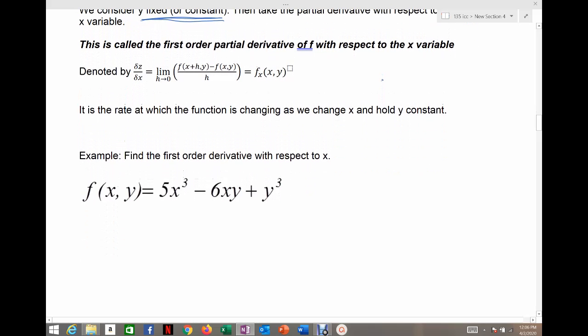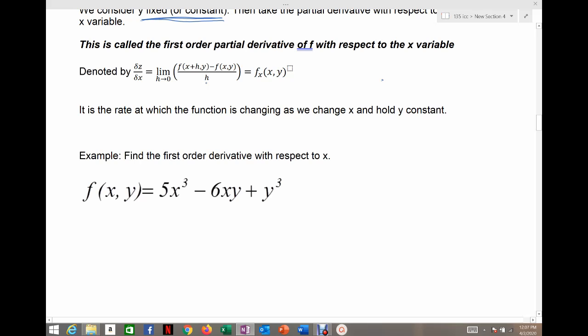The way it's denoted is delta z over delta x, the limit of my function as x is changing. Remember, the limit is the definition of the derivative. This is the average rate of change. The reason why we can only do a partial derivative is because the h value represents a change in x, and so it can only do one change at a time. It can't do a change in x and a change in y. I can only do a change in x at once, because there's only one x value.